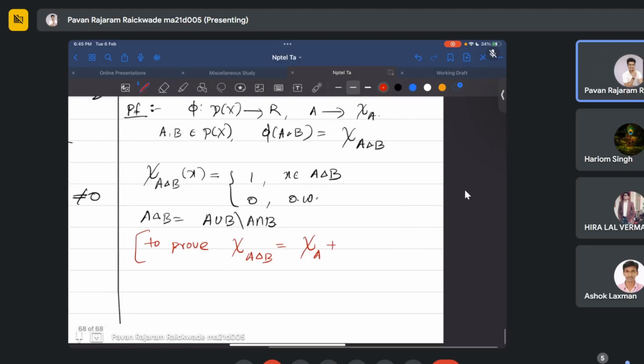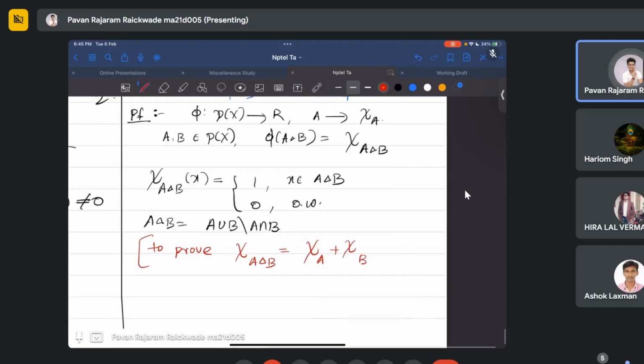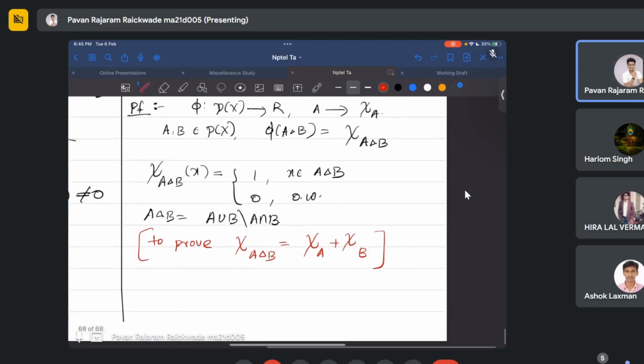In R, you have the component-wise addition as the operation, right? So chi A plus chi B, this you want to prove. Okay, how to prove this?